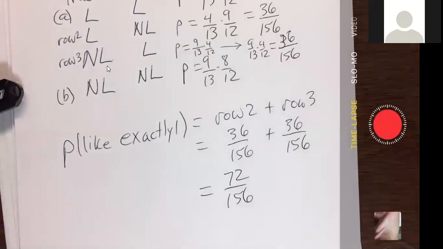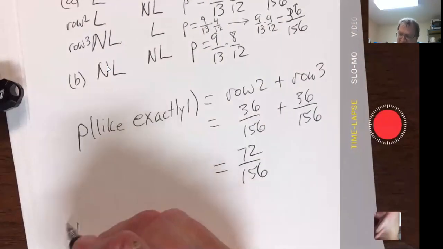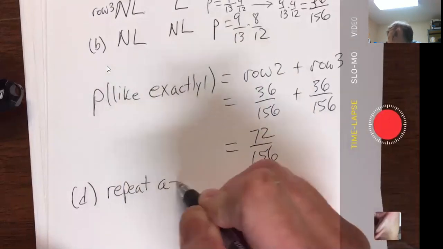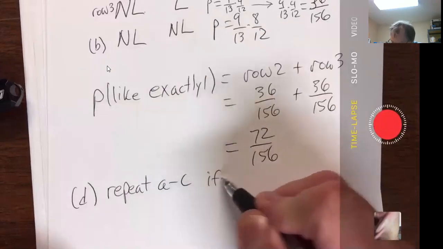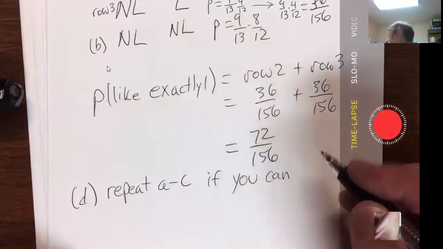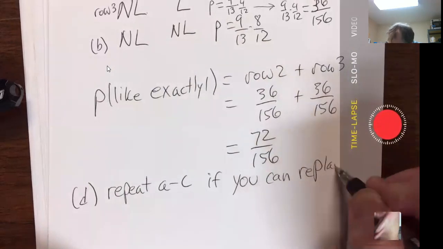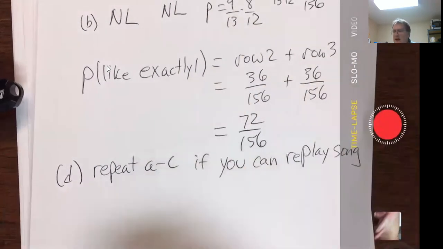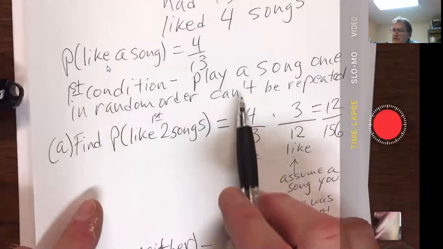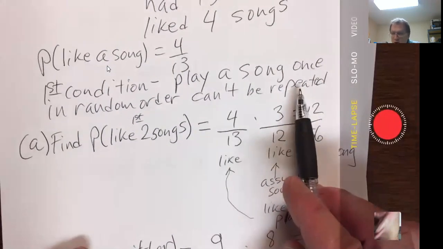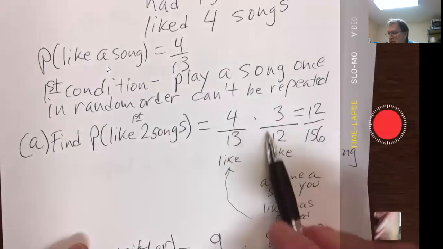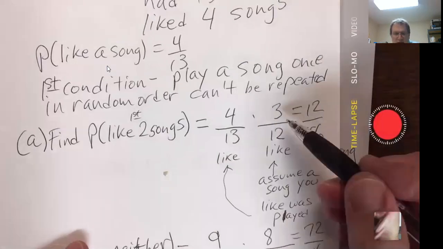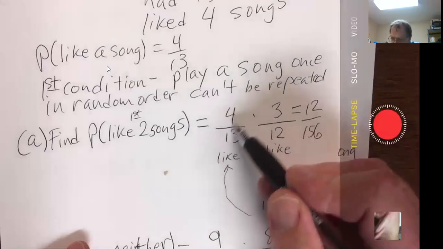No. Okay. Now what they did in part D is that you rinse and repeat. Repeat A to C if you can replay the song. I think you'll get the idea. I don't think I have to redo the whole thing. I'll just show you A again. If you can replay the song, in other words, they're relaxing this condition. Now you play the first song and you can play that song again. It's eligible, still in the pool to be played again. Do you see that this fraction won't change?